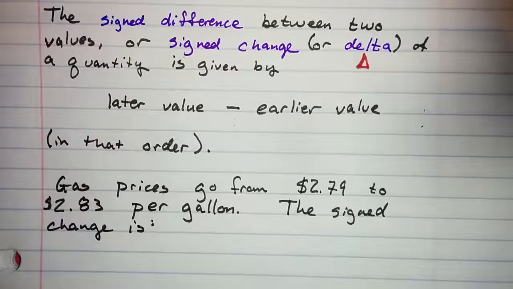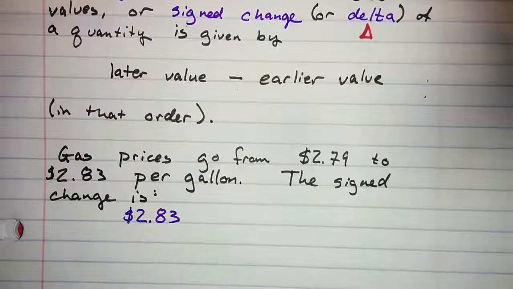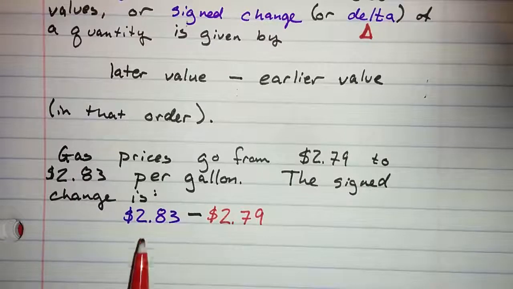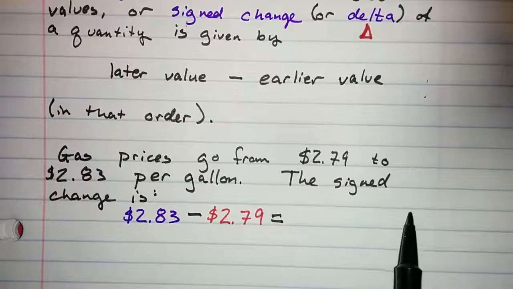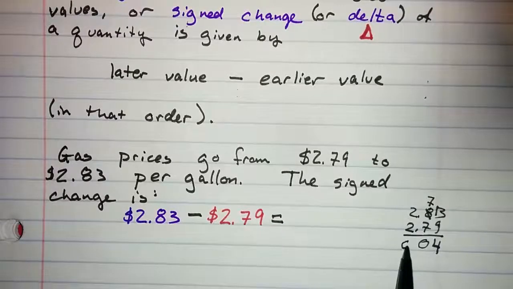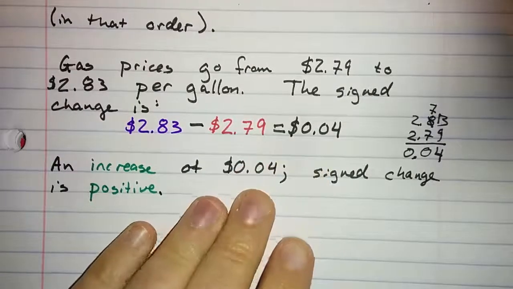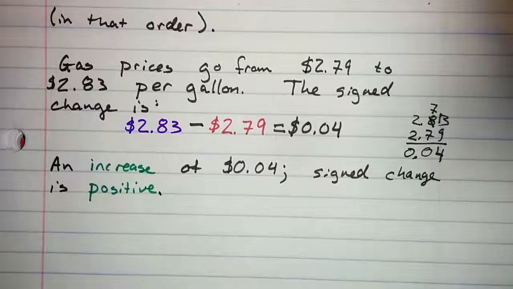Suppose gas prices go from $2.79 to $2.83 per gallon. Then the signed change is the later value, $2.83, minus the earlier value, $2.79. These are positive numbers, bigger minus smaller. I don't need to do any messing around. I can just subtract. 13 minus 9 is 4. 7 minus 7 is 0. 2 minus 2 is 0. Drop down the decimal point. The signed change is 4 cents. This is an increase of 4 cents. The signed change is a positive number.